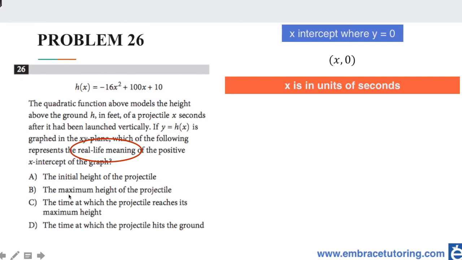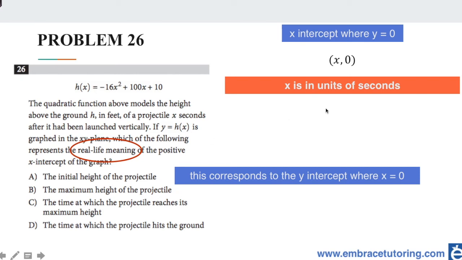A and B are most likely going to be crossed off because these are both referring to height. Because we're looking for where y equals 0 and it is no longer above the ground and it's actually hitting the ground in units of seconds, this answer choice here for your x-intercept is actually going to refer to D, the time at which the projectile hits the ground.